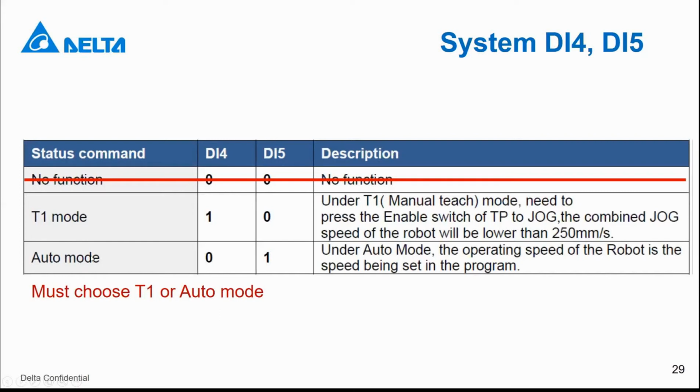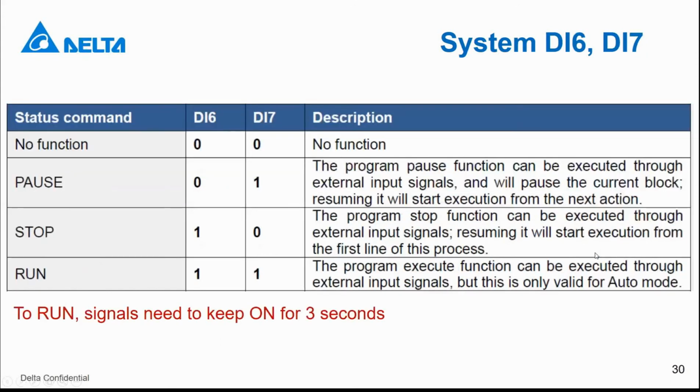And for the auto mode, this means when you are finishing the programming and you need to start to run the project, you can choose this mode. For this mode, you just need to input digital input 5 to 1. Then of course it's running at full speed, and you can run the project under this mode. And here, for your reference, you can use digital input 6 and 7 to control the project. And only the special one is the run signal. You need to keep this signal on for 3 seconds, because for safety reasons, then the project will be running.